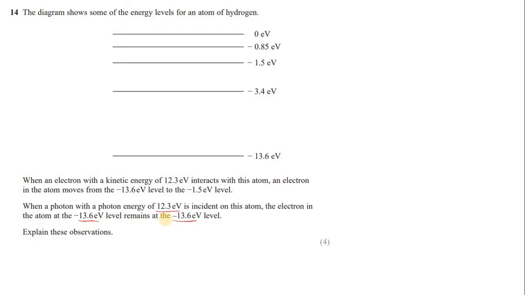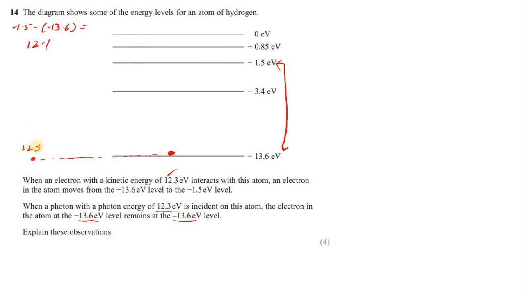So the idea is, when an electron is coming with the energy of 12.3. Imagine this is the electron inside the atom, and an electron is coming from outside, and this electron has energy of 12.3. An electron is hitting this electron. What happens if you find the difference between energy levels of 1.5 and 13.6? The energy difference will be 1.5 minus of minus 13.6. The answer will be 12.1.